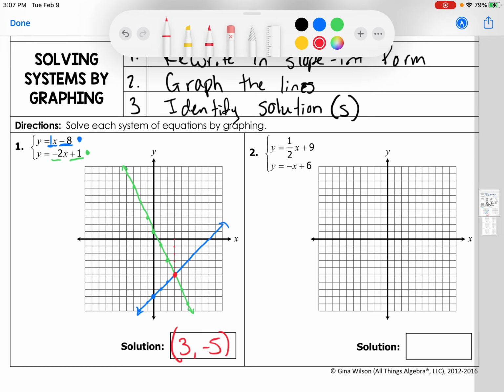So let's go ahead and look at our second example, which once again, I'm going to start off by highlighting the color that I'm going to use to graph each line.